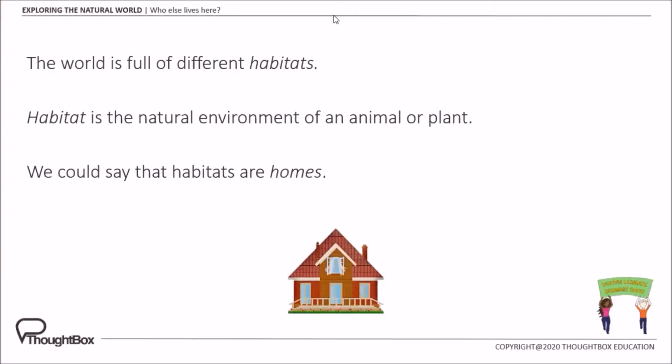Great. Now, usually when I think of the beach or the park near my house, I think about all the humans there. When I think about towns and cities and houses, I think about humans again. But who else lives there? The world is full of different habitats. Habitat is the natural environment of an animal or plant. We could say that habitats are homes.